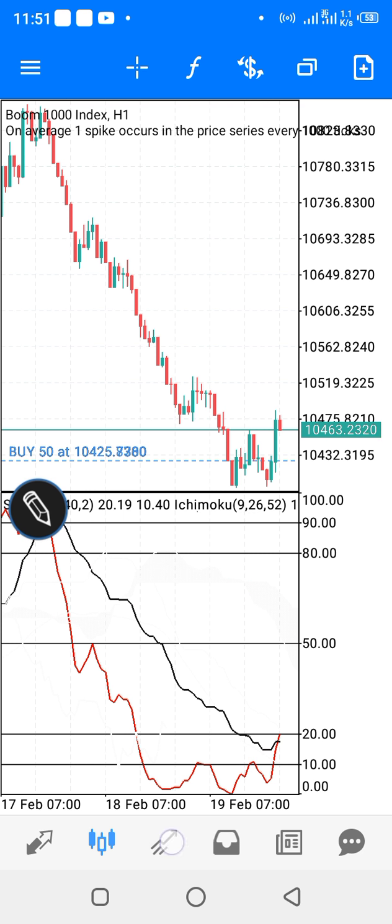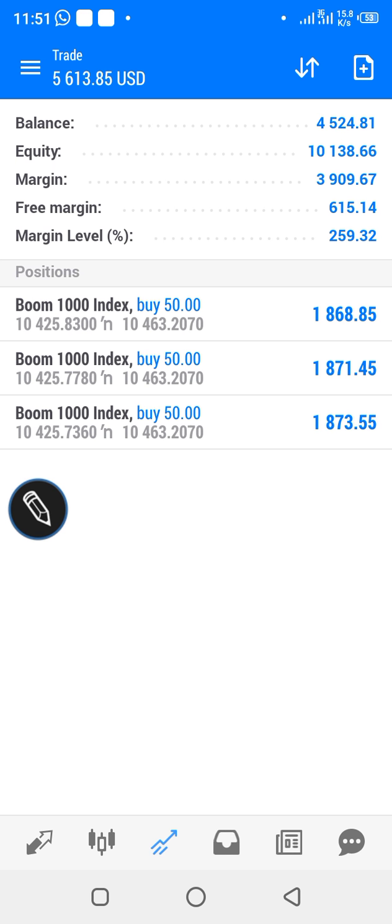money that I'm having here. Each 50 lot size is giving me 1,866. So if you were having $4,500, you could have reached $10,000 within some minutes or an hour. You had already gotten your $10,000.